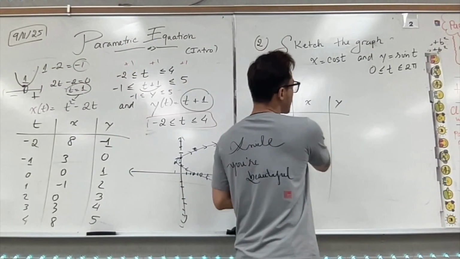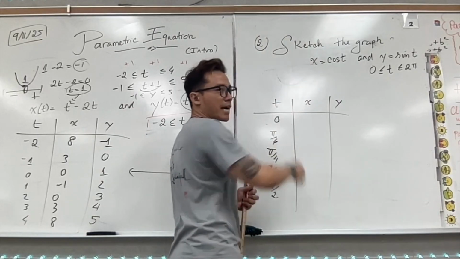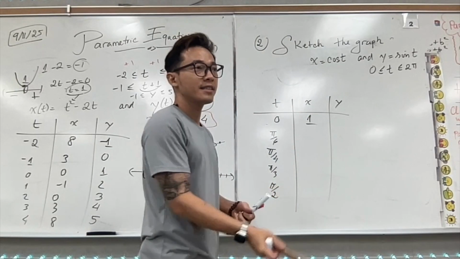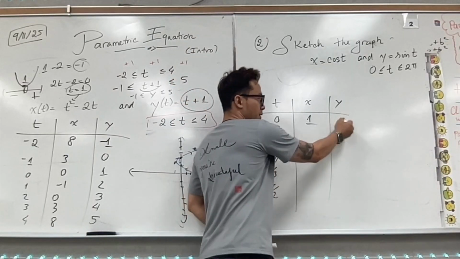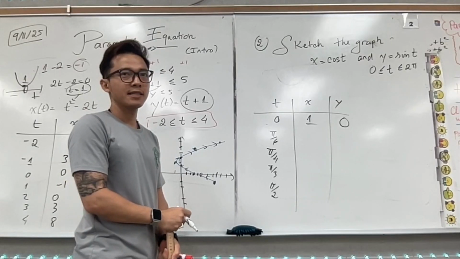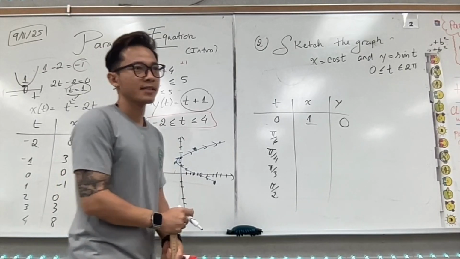So when t equals 0, what is x? Cosine 0 is 1. Good, good. Sine 0 is 0. Cosine of pi over 6?